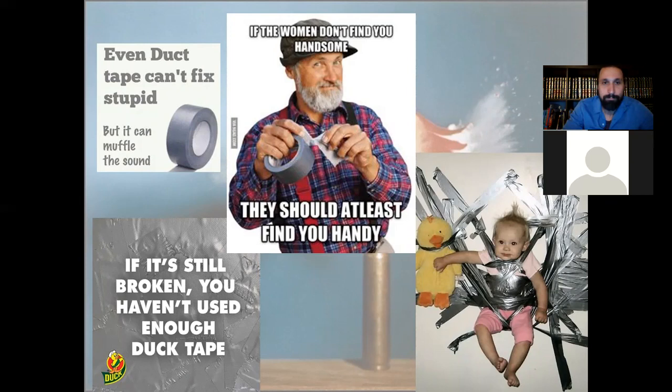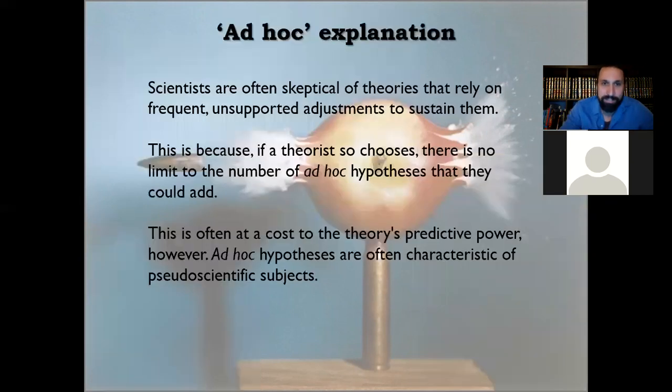Okay. So scientists are often skeptical of theories that rely on frequent ad hoc adjustments. As I said, the occasional use of an ad hoc is permissible because you say we otherwise have a pretty good theory. But scientists are skeptical. So again, what I'm asking you to do is keep your eyes open for anything that looks like an ad hoc with regards to your presentations.